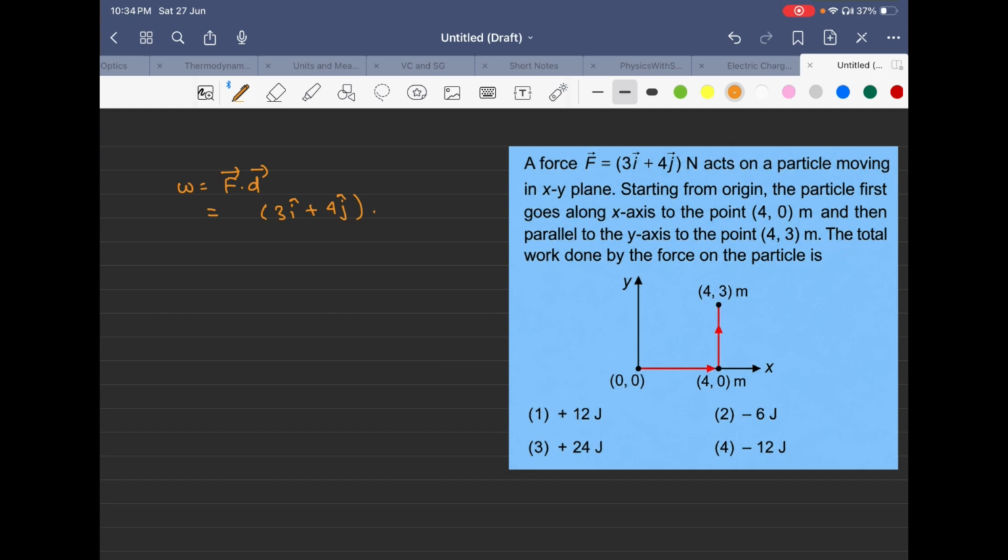Displacement will become final position minus initial position. Final position is our (4, 3), initial is our (0, 0). So it will become 4i cap plus 3j cap.